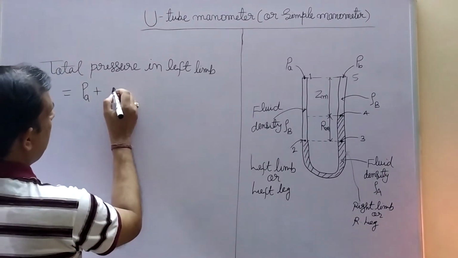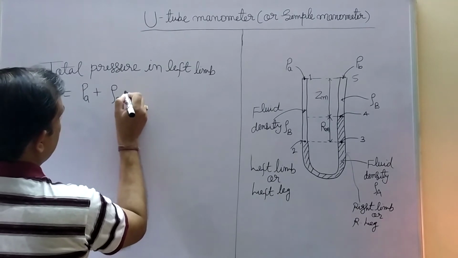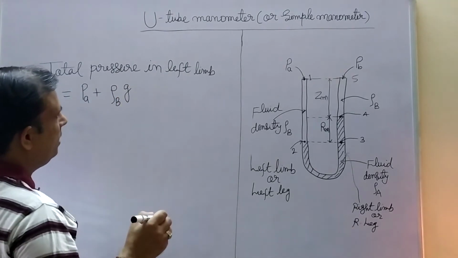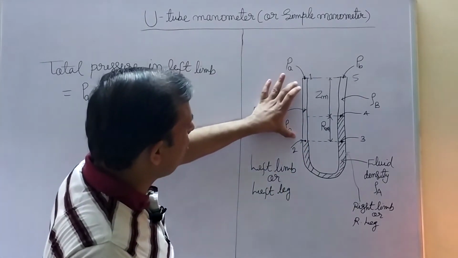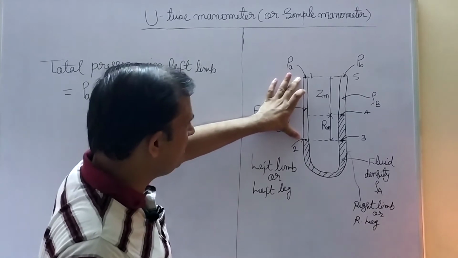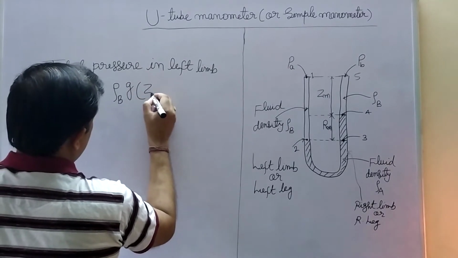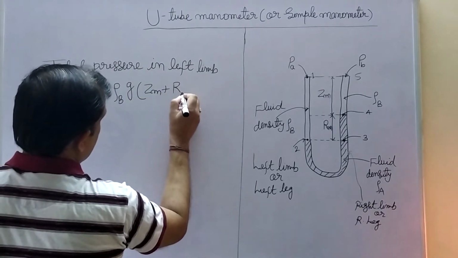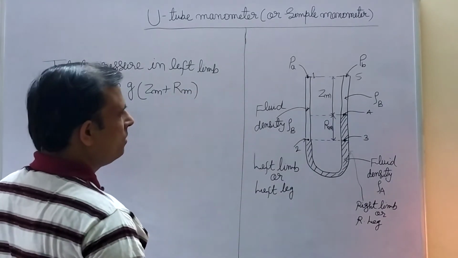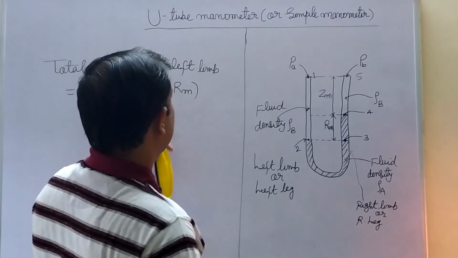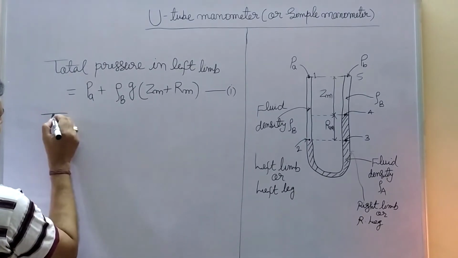The density of this fluid is rho B, g is the acceleration due to gravity, and h. So what is h? This total h, because this is a single fluid. So the height of this single fluid is Zm plus Rm. So this is the total pressure in the left limb, equation first.